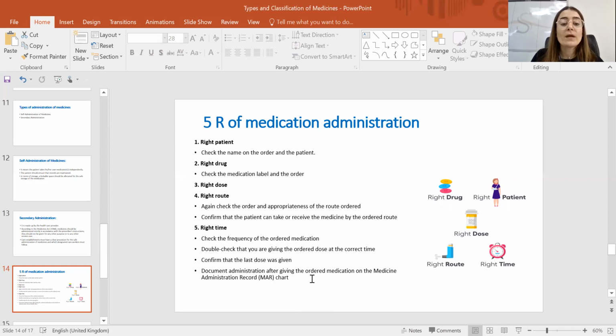Right time. Check the frequency of the ordered medication. Also double check that you are giving the ordered dose at the correct time. Confirm that the last dose was given, and the last step is to document administration after giving the ordered medication on the medicine administration record or MAR chart. All these 5 rights can help the healthcare provider to administer the medicine safely.